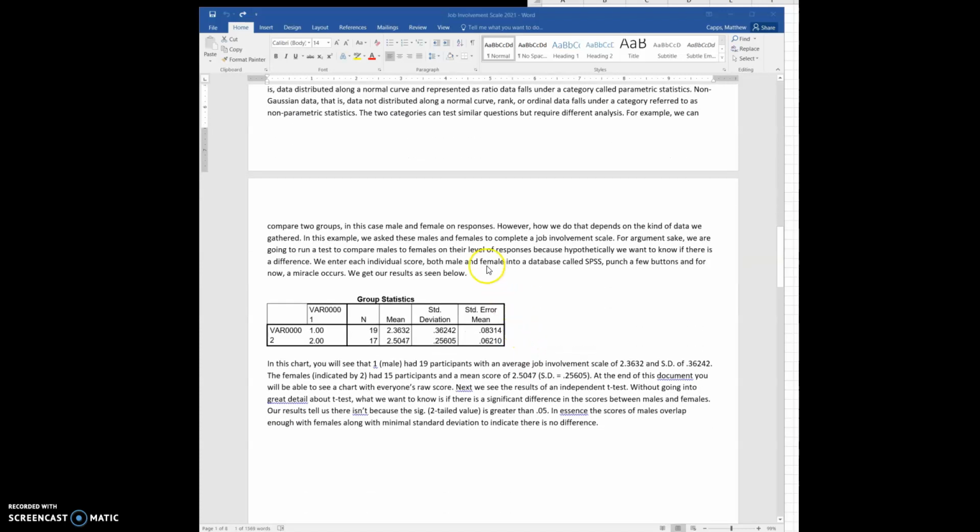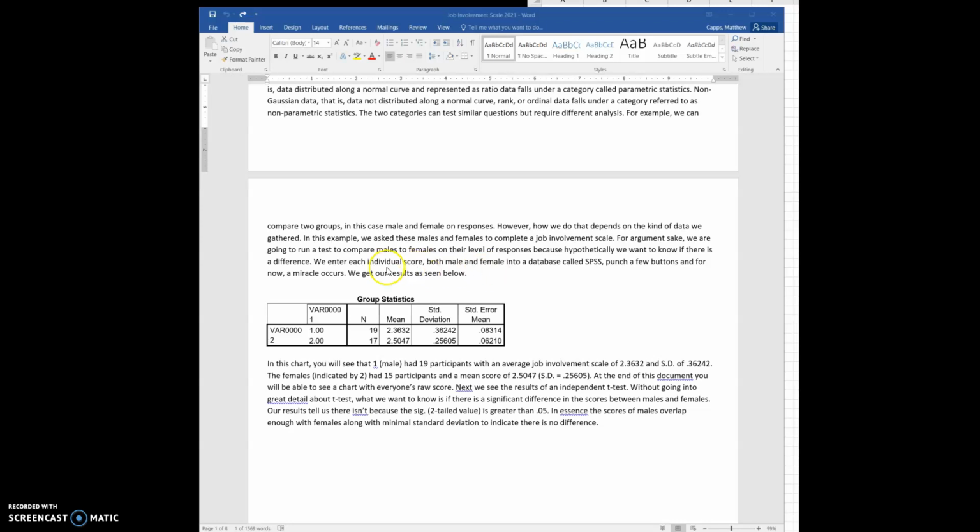So for example, we can compare two groups. In this case, we want to compare the males and the females and their responses. How we do that depends on the kind of data we gather. So in this example, we asked the males and females to complete a job involvement scale. And for argument's sake, we're going to run a test to compare males to females on their level of responses, because hypothetically we want to know if there's a difference.